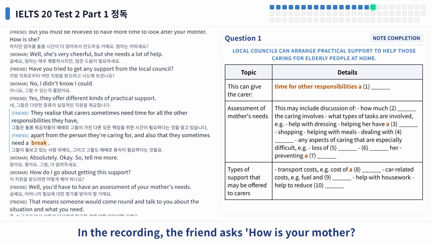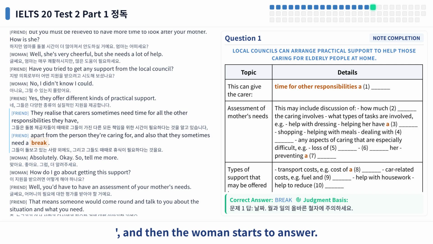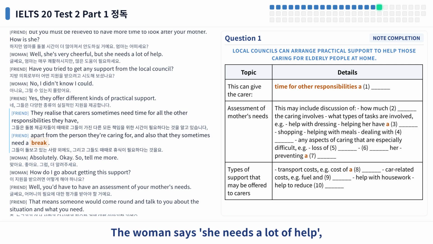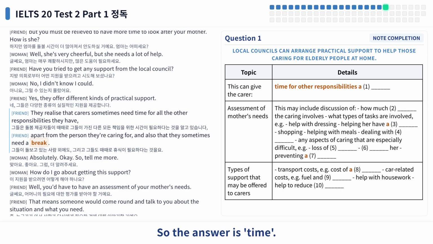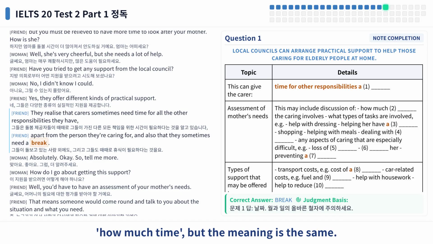In the recording, the friend asks, "How is your mother?" And then the woman starts to answer. The woman says she needs a lot of help, then the friend asks about getting support. Notice the answer comes from the friend's phrase amount of time, but the question asks for the word after how much. So the answer is time. The question changes amount of time to how much time, but the meaning is the same.